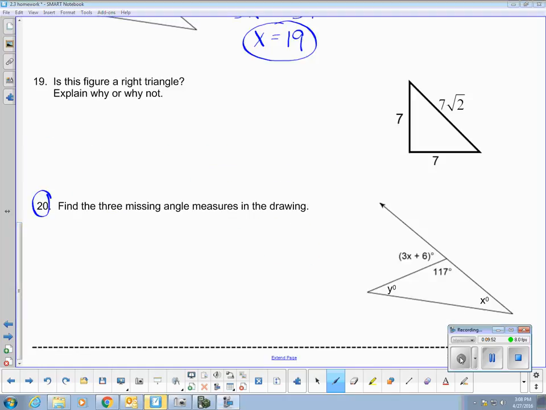Now to do problem number 20, I'm going to borrow the answer from number 18. In number 18, we solved for x. We found that these two angles together were 180 degrees. So when we solve for x, we found that x was equal to 11. Which means that this angle down here in this corner is 11 degrees.